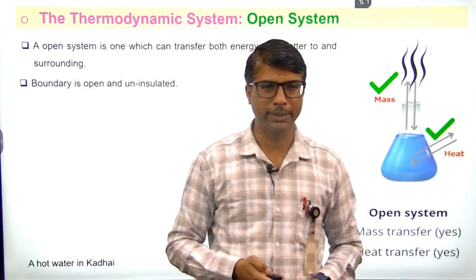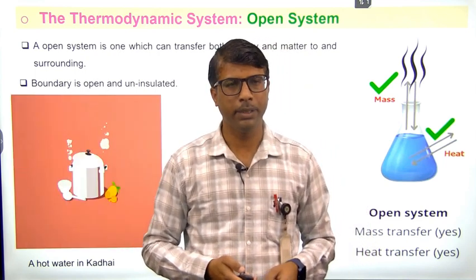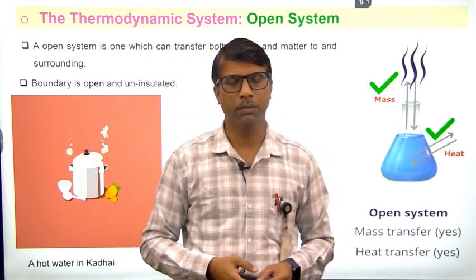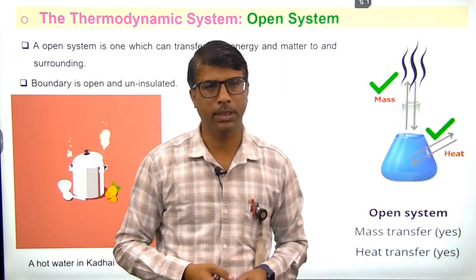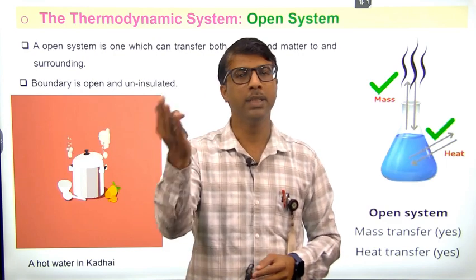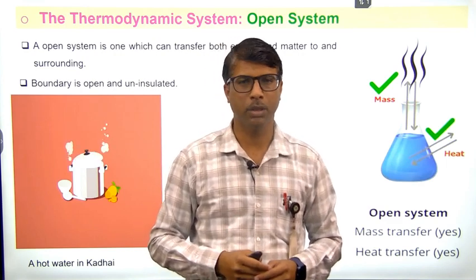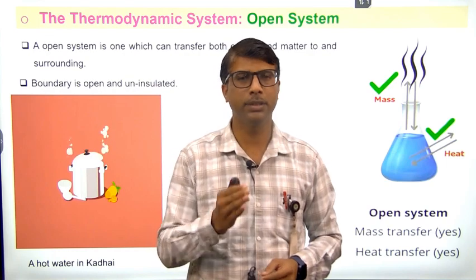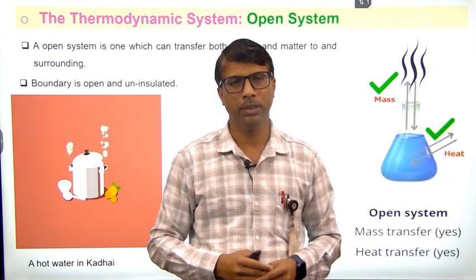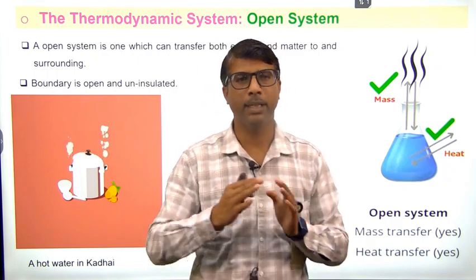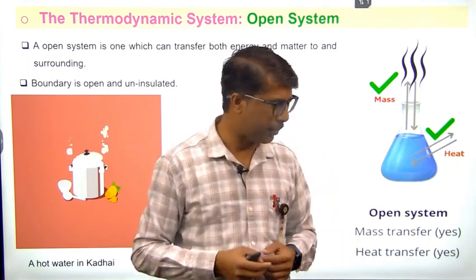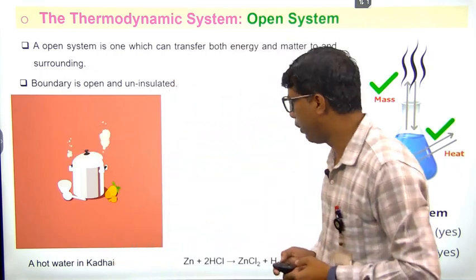Let us take a few more examples. Hot water in a kadai. When we see hot water in a kadai, you will observe the water vapors coming out from the kadai. That water vapor is the transfer of matter from the kadai to the surrounding, and at the same time you will observe the hot kadai. That means the heat is also transferred from inside the kadai to the outside surrounding. So here both matter and energy are transferred from the kadai to the surrounding. This is one of the examples of an open system.